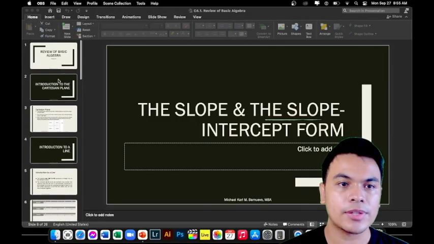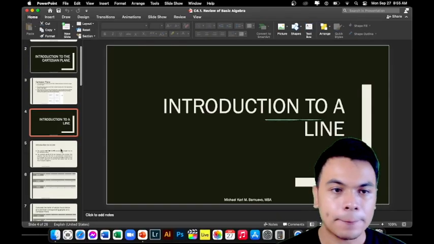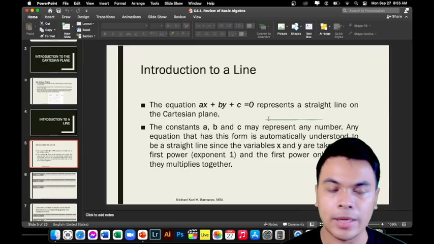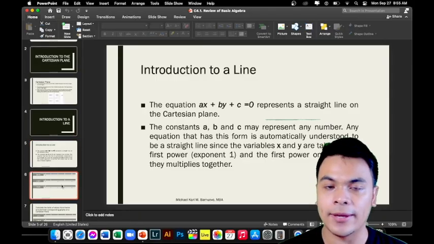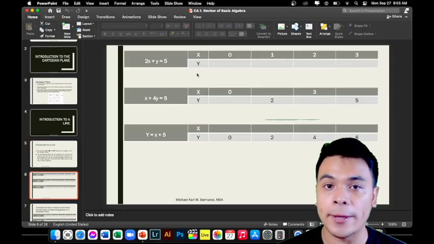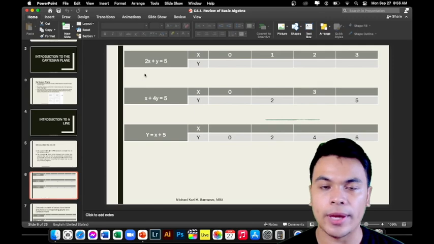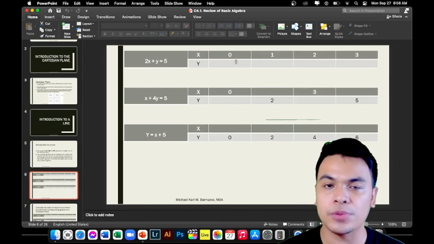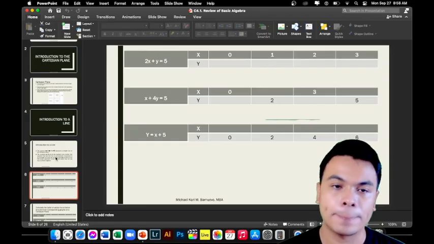Last meeting we discussed the introduction to a line. We tackled how to plot in our Cartesian plane. With the formula ax plus by plus c is equal to 0, we were able to identify the coordinates for x and y, assuming we have a value for one variable. For example, we have 2x plus y is equal to 5. If x is equal to 0, we will substitute this 0 into the equation and identify the value for y. Okay?